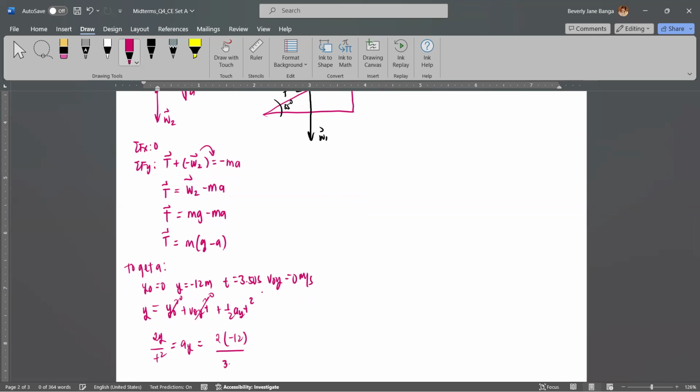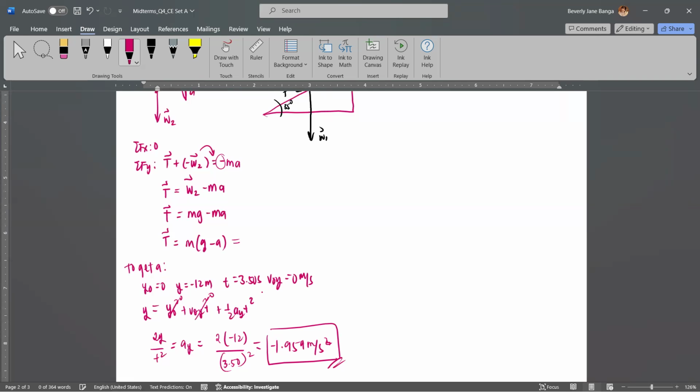Anong time natin? 3.5 squared. Okay? So this will give me ay, which is 2 times negative 12 divided by 3.5 squared. Okay, so this is negative 1.959 meter per second squared. Okay, so tama tayo sa pagsabi class no na negative talaga yung acceleration kasi we got this value. So pag pinlagin mo siya dito, hindi mo ine-negate ulit kasi nga nag-negate ka na kanina. Nilagay mo na kanina, di ba?